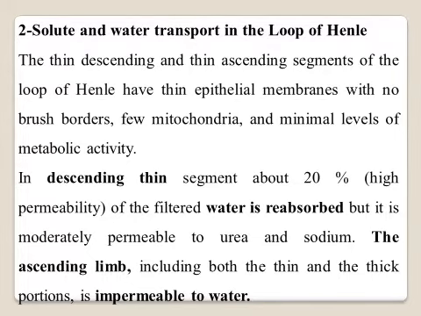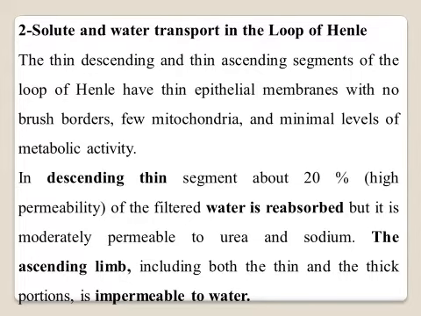Now we will talk about the solute and water transport in the loop of Henle. The thin descending and thin ascending segments of the loop of Henle have a thin epithelial membrane with no brush border, have few mitochondria, and minimal metabolic activity. So the characteristics are very different from the proximal tubule.